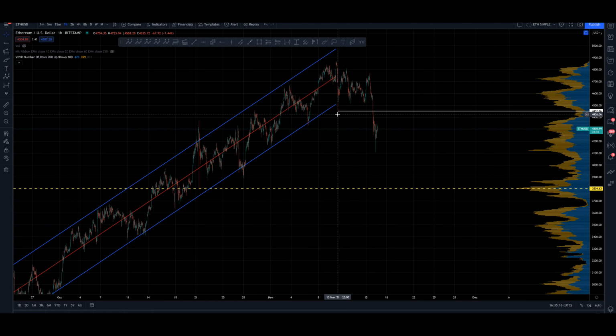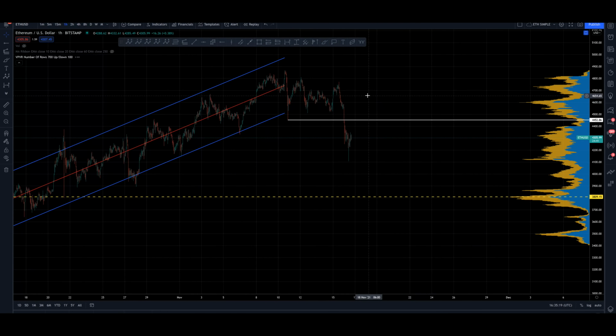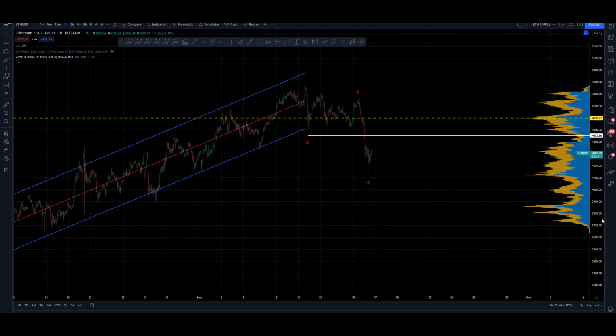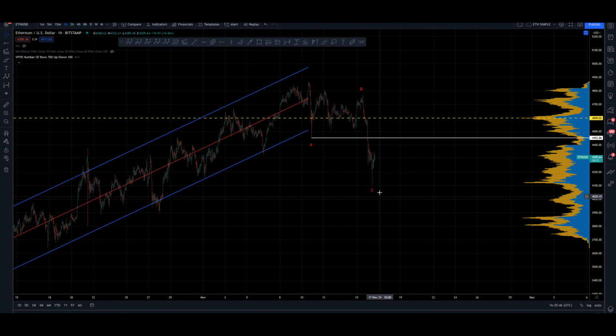So if we say A, can we get a triangle? No, can't get a triangle in here. No way. W, X. So you can't get a zigzag in here clearly. So I'm tempted to say it's either A, B, C complete. We'll look at a bearish option in a minute, which could be the beginning of a much more aggressive move down. It's either A, B, C, or it's A, B, C, W.